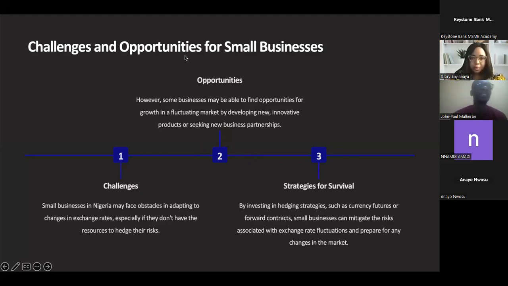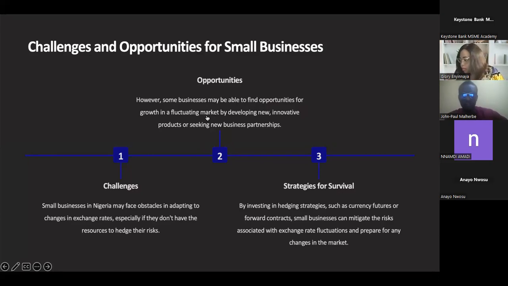Typically, it will entail talking to a financial advisor, talking to a bank, for example, Keystone Bank. Most banks, Keystone Bank as an example, would have the resources to be able to advise small businesses on how to forge these partnerships.